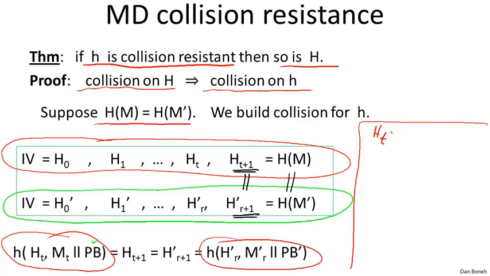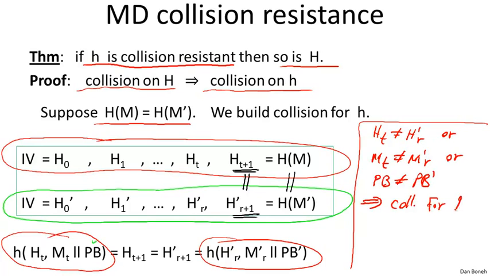So let's write it out more precisely. If h_t is not equal to h'_r, or m_t is not equal to m'_r, or the padding blocks are distinct, then we have a collision for the compression function h, and we're done. We can stop. So the only way we need to continue is if this three-way disjunction doesn't hold.